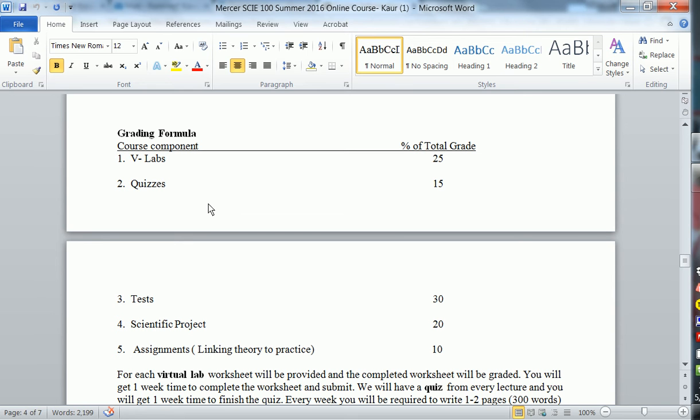After every lecture, there will be a quiz, and all the quizzes together are going to make 15% of the total grade. We will have around 3 tests in this course, and all your tests are going to make 30% of your final grade. The science project or final project, which will be your experiment you will be doing at home, and you're going to present it by PowerPoint, is worth 20% of your final grade. We are going to do a lot of assignments, and these assignments will be in the form of journals, creating blogs, written assignments. They all will make 10%.